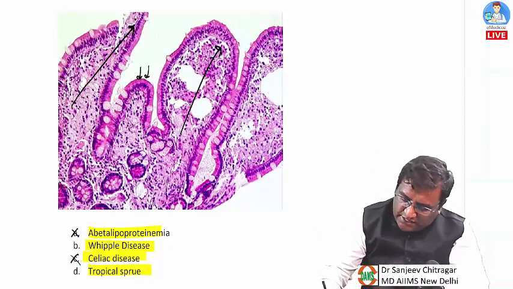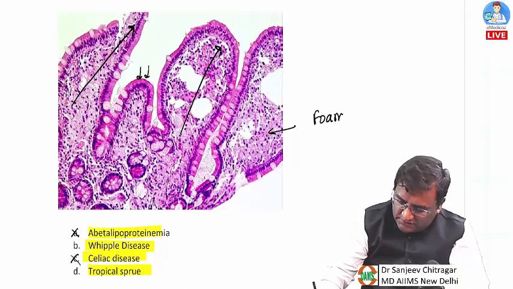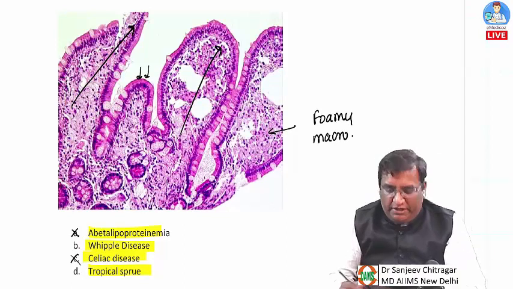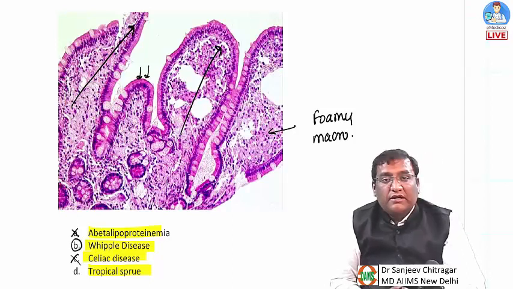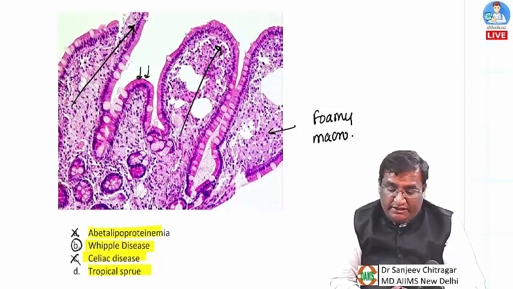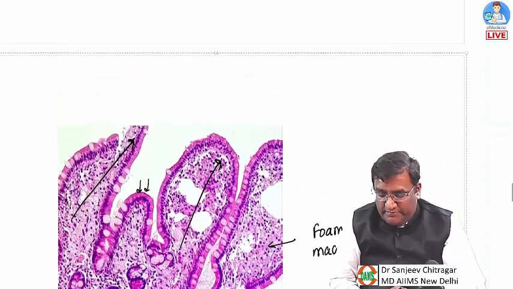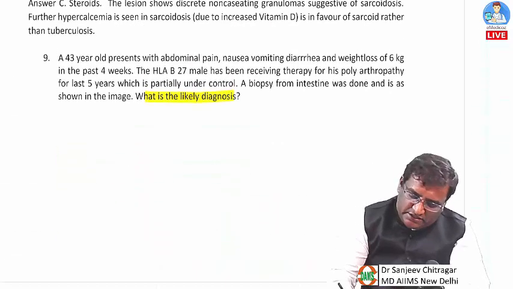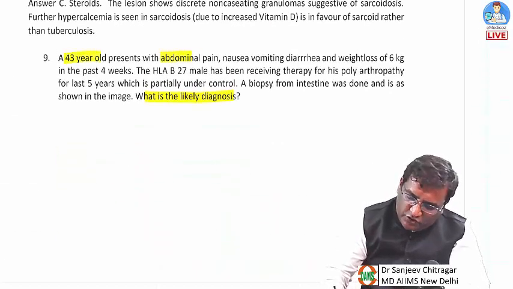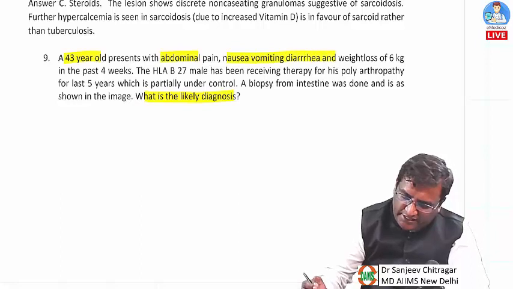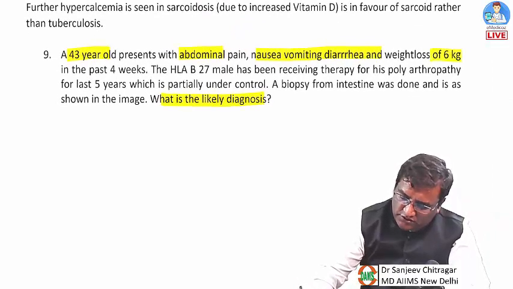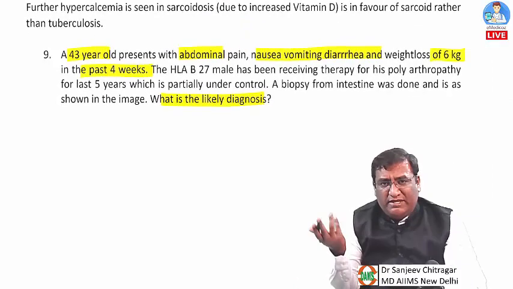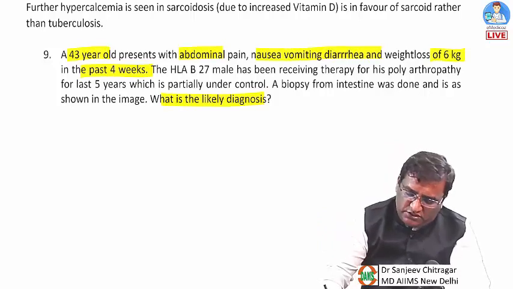Now the lamina propria, look at this. This is showing foamy macrophages. Foamy macrophages seen in the lamina propria are characteristic of Whipple disease, and that is what I am suspecting. Let me look at the question then. A 43-year-old presents with abdominal pain, nausea, vomiting, diarrhea, and weight loss of 6 kg in the past 4 weeks. So basically there's a malabsorption syndrome happening.